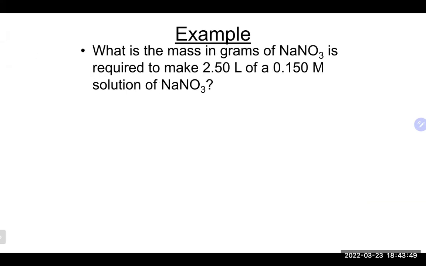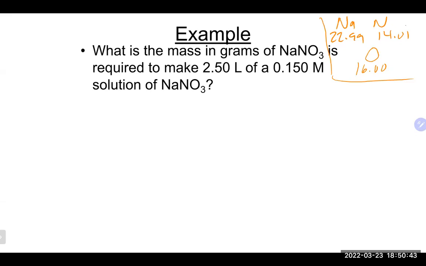What is the mass in grams of sodium nitrate that's required to make 2.5 liters of a 0.15 molar sodium nitrate solution? So we're looking for grams. I'm going to give you some numbers here. Sodium 22.99, nitrogen 14.01 from the periodic table, and our good friend oxygen 16 here. All right, let's take a few minutes here, see what you come up with. We're looking for how many grams would be needed to make this solution here.